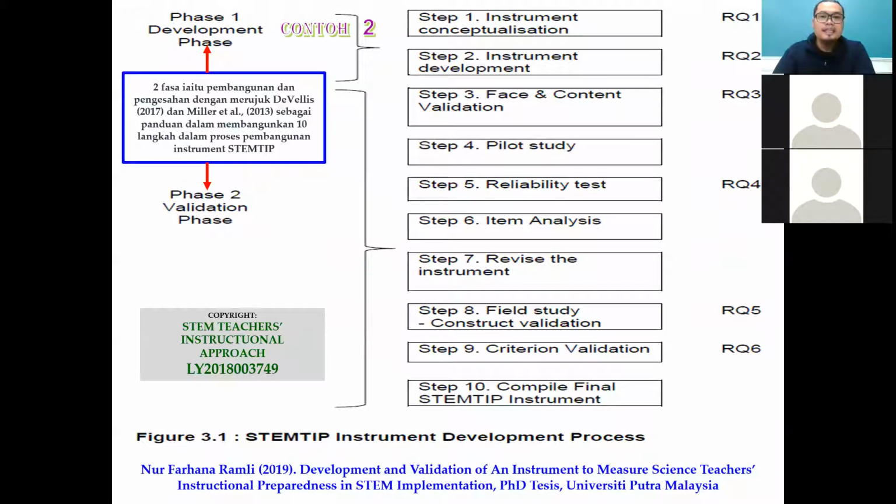Here is another example, where they developed an instrument. The instrument has 10 steps in order to answer their research questions. They have two phases: phase 1 for development, phase 2 for validation. The name of the copyright is STEM Teacher Instructional Approach. From these 10 steps, they adapted and applied the name STEMTIP, in order to make it an original research design.